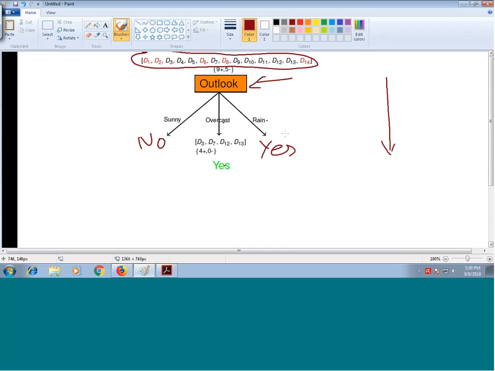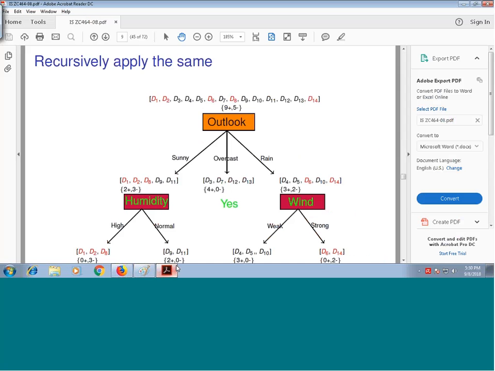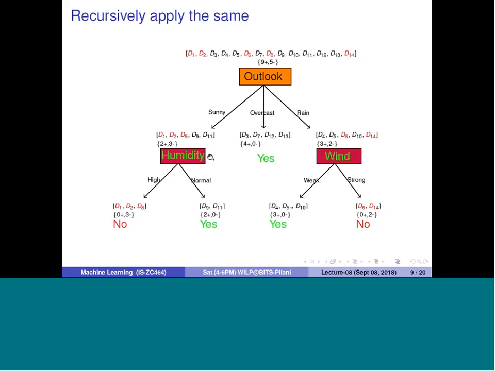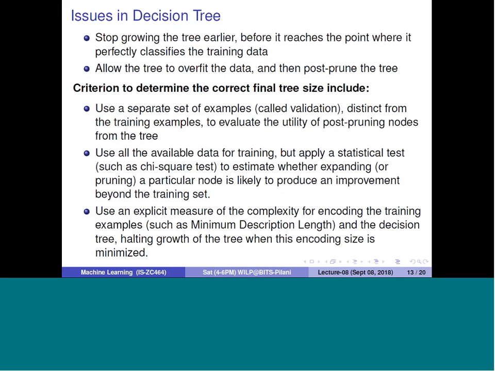This particular tree is not good on this, because it is going to make some errors. But for the new data, this tree may be better. Okay, so this is what I want to bring to you: stop growing the tree earlier, before it reaches the point where it perfectly classifies the training examples. This is one way; the other is to allow the tree to overfit the data.